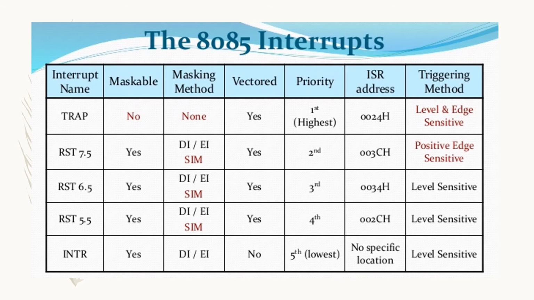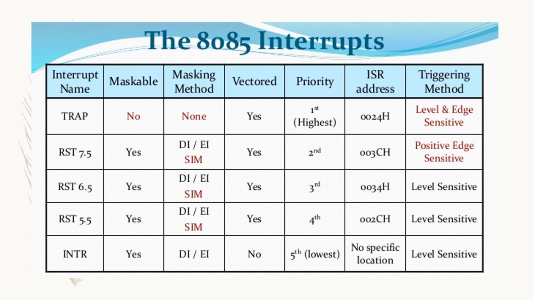So what is triggering? The process of giving an external source in order to make the transition from low to high or high to low. So you can see TRAP, the triggering method is either level or edge sensitive. 7.5 is positive edge; 6.5, 5.5 and INTR, all these three are level sensitive. So we have already learned about this triggering method in the interrupt process. I have shown over there what is edge triggering and what is level triggering.